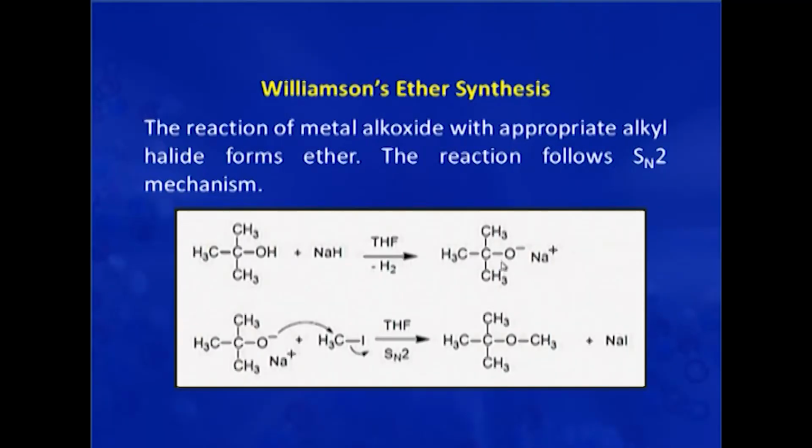Formation of sodium alkoxide takes place. If we start with tertiary butanol, the product formed is sodium tertiary butoxide. This sodium tertiary butoxide is a strong base and attacks the methyl iodide, generating tertiary butyl methyl ether in very good yield. So, in other words, we can say that if we want to prepare unsymmetrical ether, Williamson's ether synthesis is a better method for the preparation.